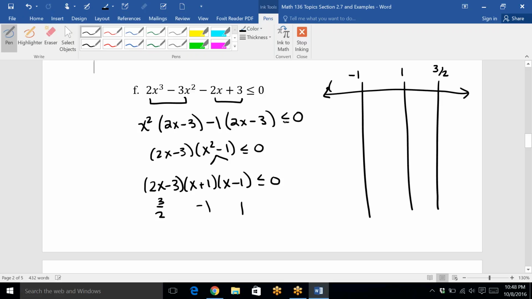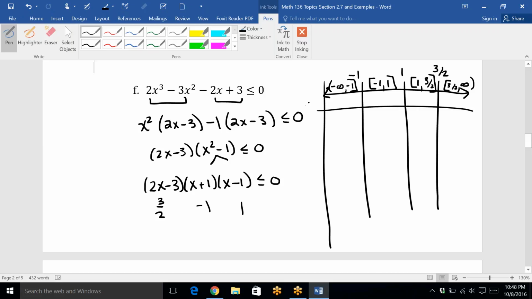We write our intervals. This time all of them are going to be brackets because of the equal to bar. So negative infinity to negative 1 bracket, bracket negative 1 to 1, bracket 1 to 3/2, and bracket 3/2 to infinity.